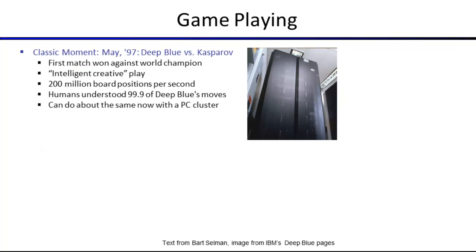One of the things that stood out in the late 90s is that IBM was building this amazing chess playing computer called Deep Blue. And it looks like that. So it's a rack, computer rack. It looks a lot like a fridge.